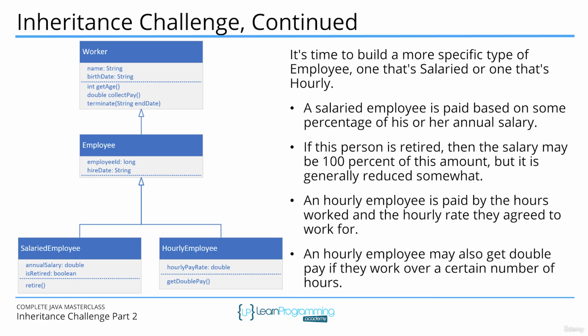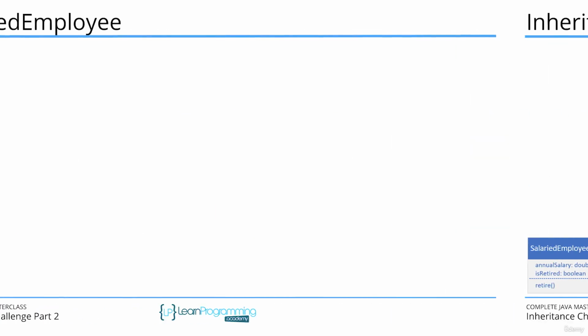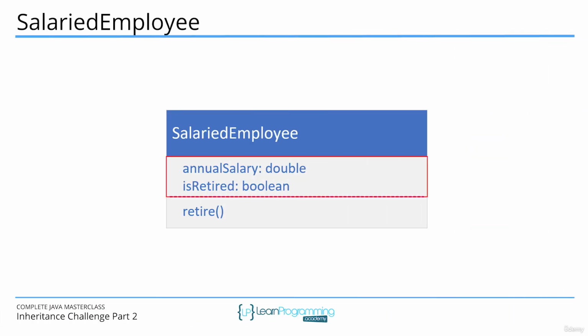The challenge asked us to just pick one type of employee and build it out. And I'm going to create the salaried employee, so let's focus on just that class. We see that I have two new fields that are specific to a salaried employee. These are annual salary and a flag, isRetired, a Boolean. This means our retired person will still get paid but not his or her full salary. I'll have one method, retire, that will set the isRetired field to true.